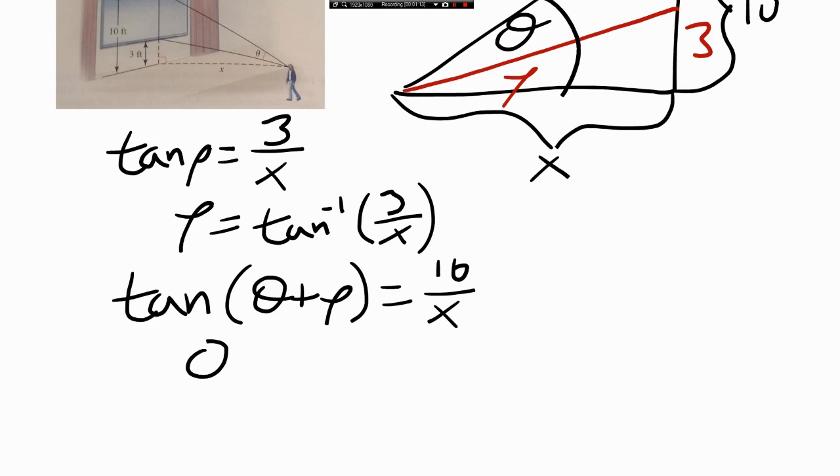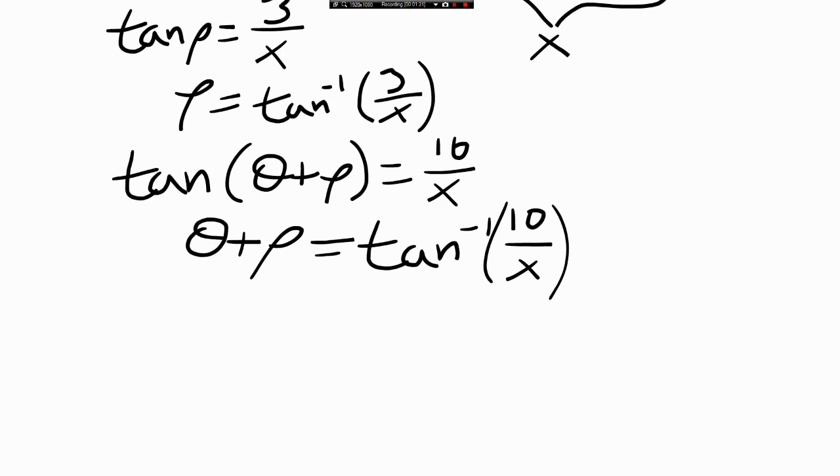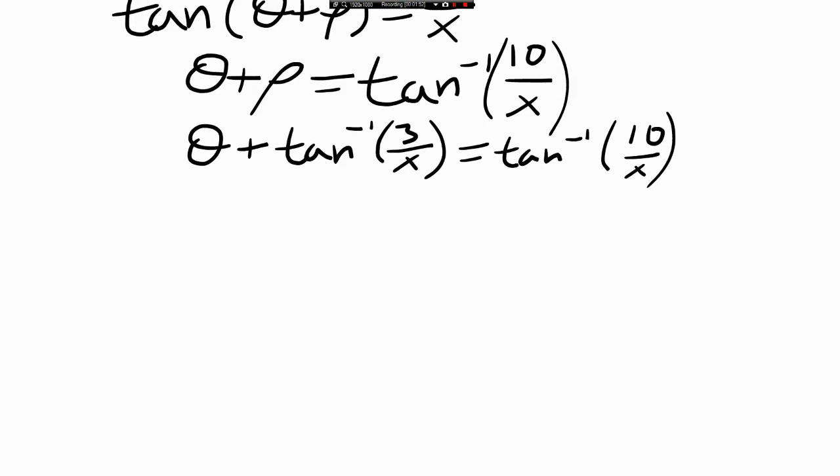So, to get 2 theta, we have to get it by itself. The first step is to take the inverse tangent of 10 over x. Then, we already know what phi is. Phi is just the inverse tangent of 3 over x. So we just plug that in. Now, to get theta all by itself, we just subtract away the inverse tangent of 3 over x.